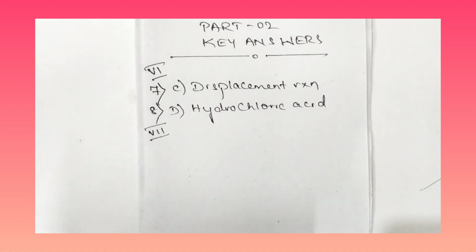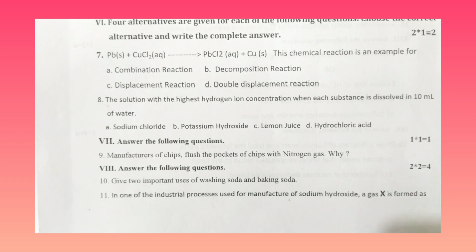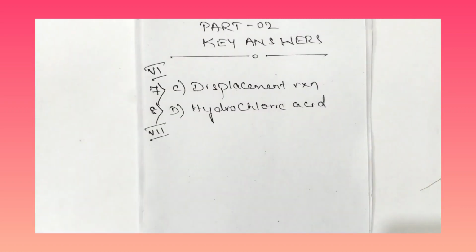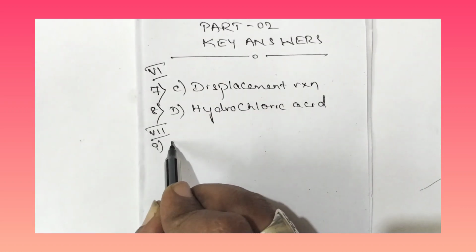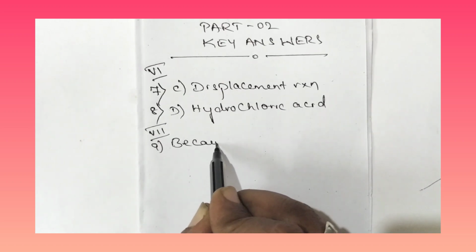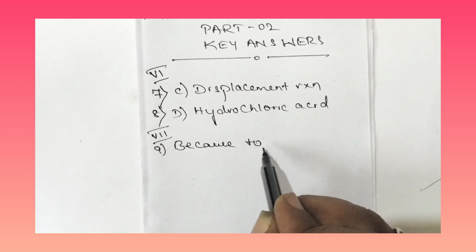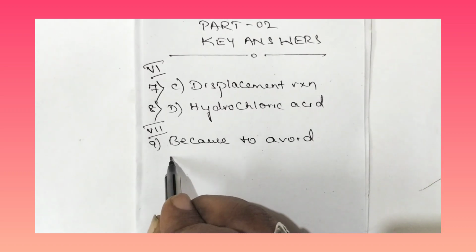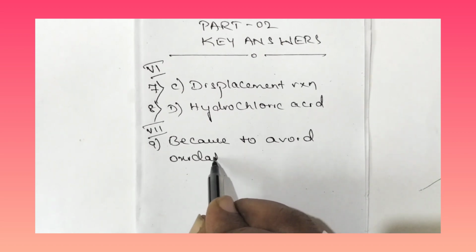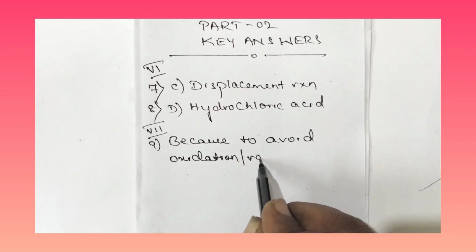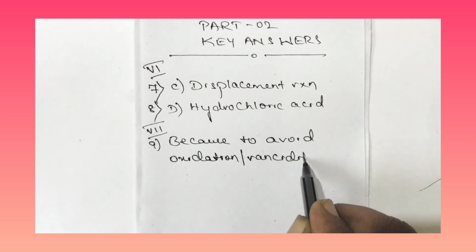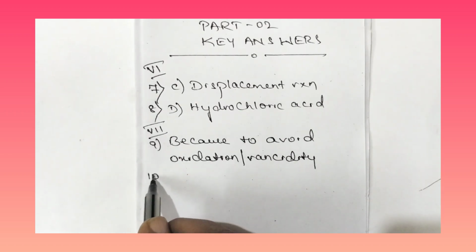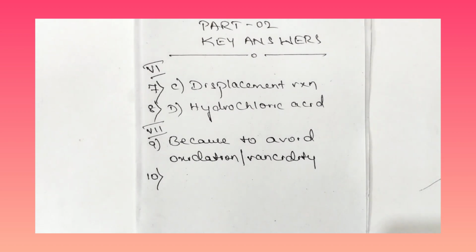So now let us move to the 7th main. The first question is, manufacturers of chips flush the packets of chips with nitrogen gas. Why? Let us answer this question, because this is the 9th question. Because to avoid oxidation, or because to avoid rancidity. So if you write rancidity you get the marks, and if you write avoid oxidation you will also get the marks.